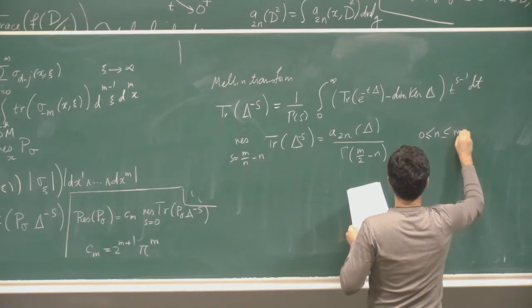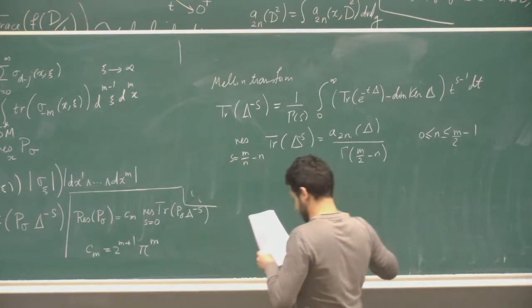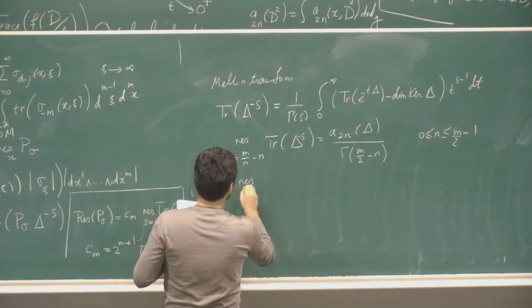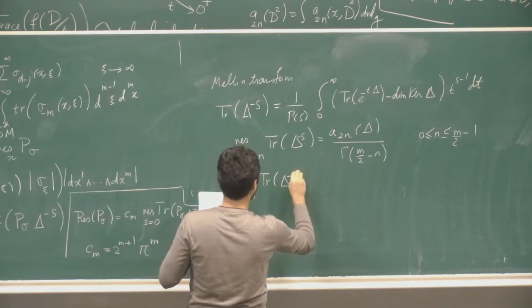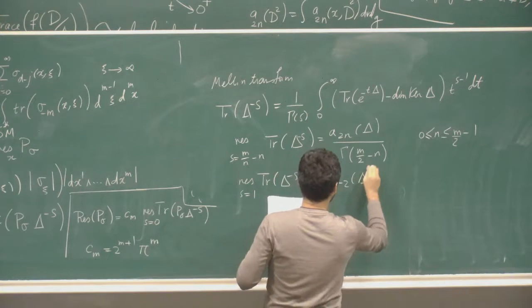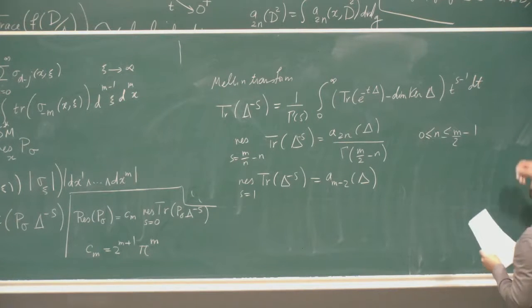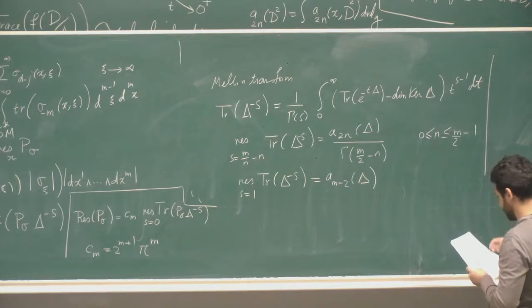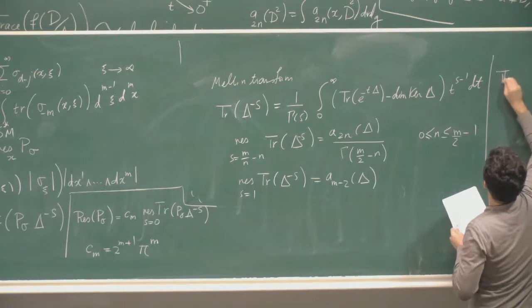m over 2 minus 1. And in particular, the residue at s equal to 1 of the trace of the Laplacian to the power minus s is of this form. And then you can play with this and make a little shift and get this theorem.